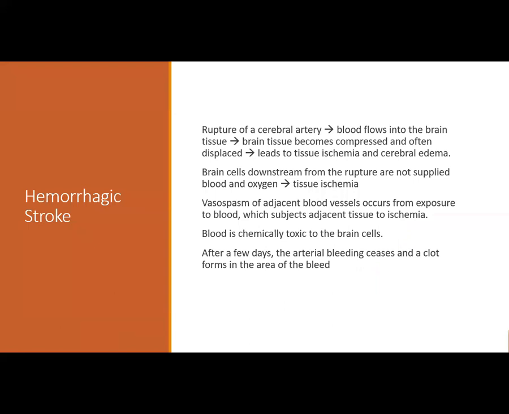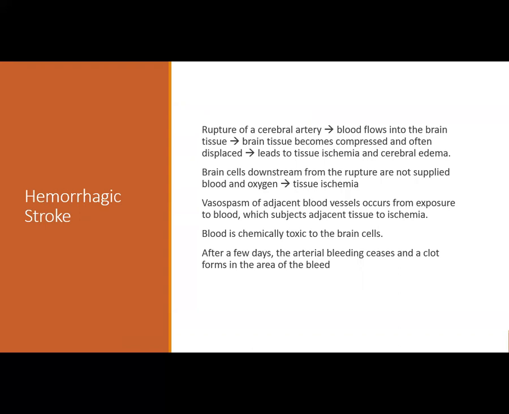So with our hemorrhagic stroke pathophysiology, you have the rupture of a cerebral artery, blood flows into the brain tissue, and the tissue becomes compressed and often displaced, which leads to tissue ischemia and cerebral edema. Brain cells downstream from the rupture are not supplied blood and oxygen, which causes tissue ischemia. Vasospasms of adjacent blood vessels occur from exposure to blood, which subjects adjacent tissues to ischemia. Blood is chemically toxic to brain cells, and after a few days, the arterial bleeding ceases and the blood clot forms in the area of the bleed.